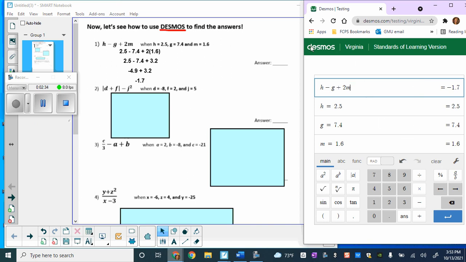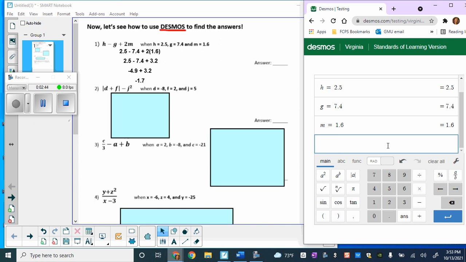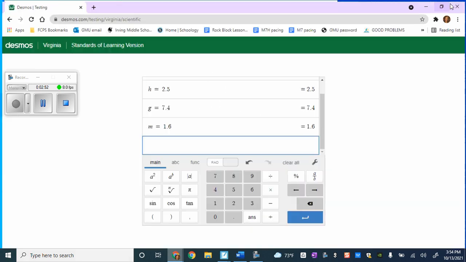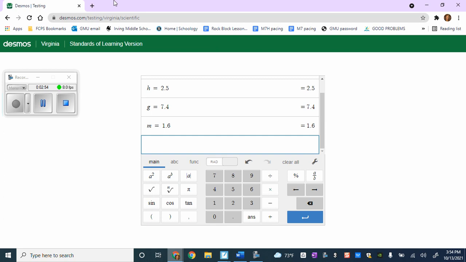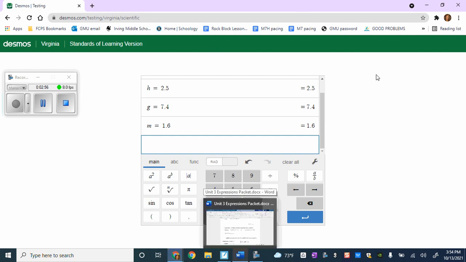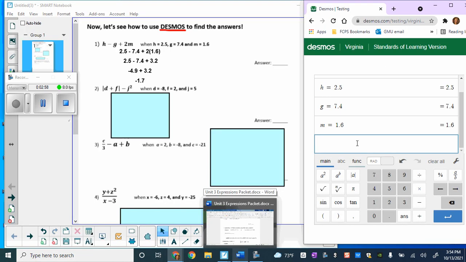A lot of students who use DESMOS sometimes make silly mistakes when entering and not knowing how to format certain things. So again, let's just talk about that. All right, so now I'm going to move on to the next problem. Now the next one involves absolute value, and on DESMOS, right here, there's the absolute value button. And let me just make the calculator a little bit larger right now. This is what it's going to look like when you pull it open. I just actually have it minimized right now so that we can see back and forth between the two.